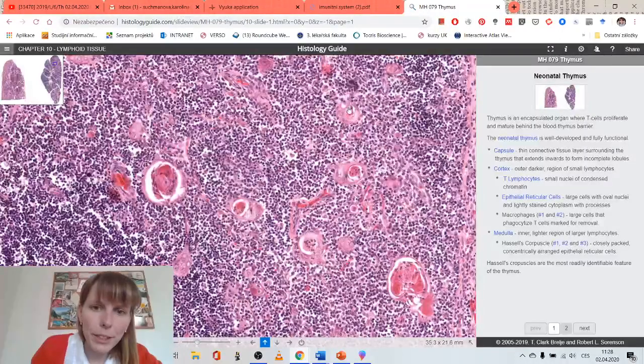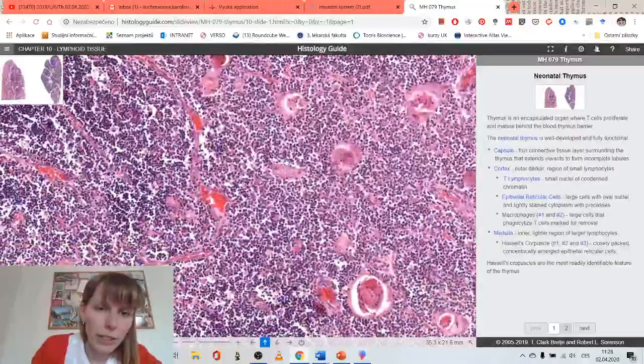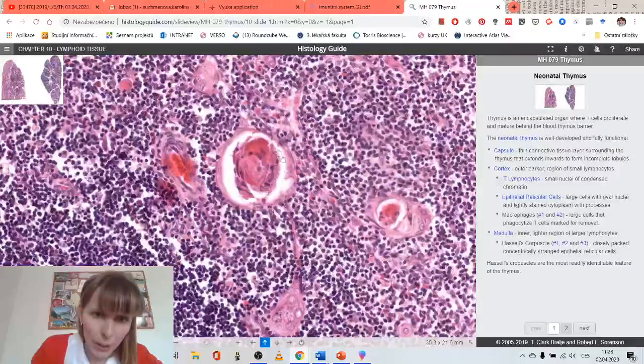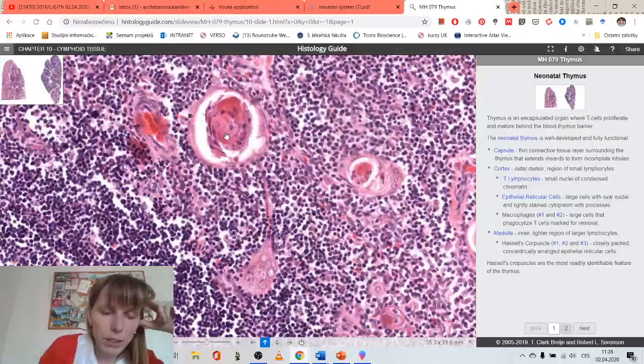So all of these round structures are the Hassall bodies. No special function, probably not that I know of, and they are the reticular epithelial cells bundled in like this. So you can see this only in the thymus, you can't see this anywhere else, and it's always in the medulla.